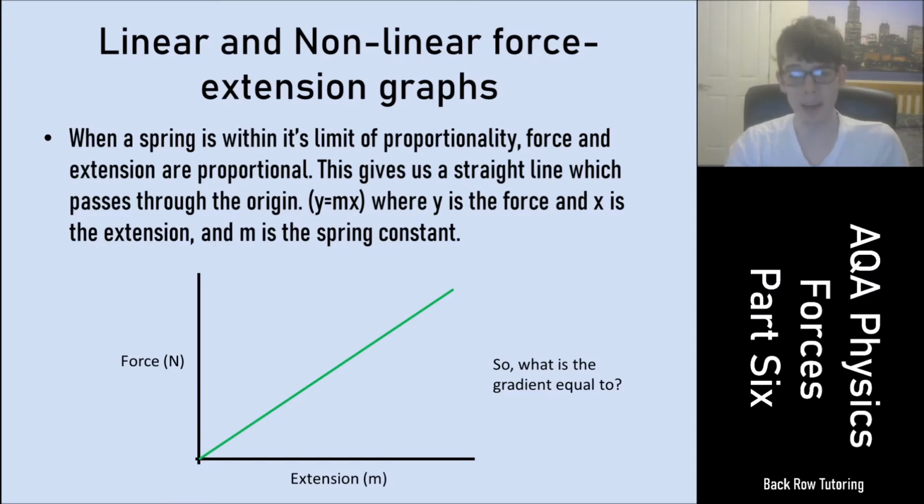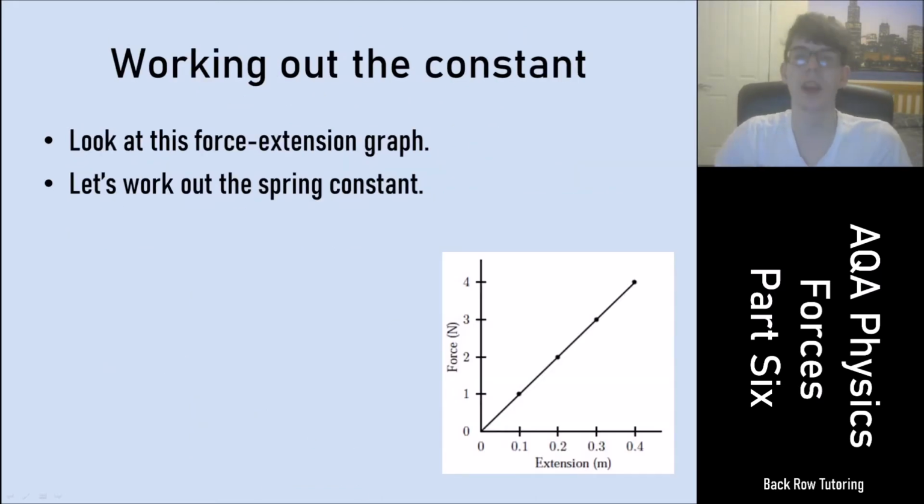So what is the gradient equal to? Well, the gradient is equal to the spring constant. So if you have a graph where force is on the y-axis and extension is on the x-axis, the gradient of that graph is the spring constant. So, if we look at this force extension graph, we can work out the spring constant.